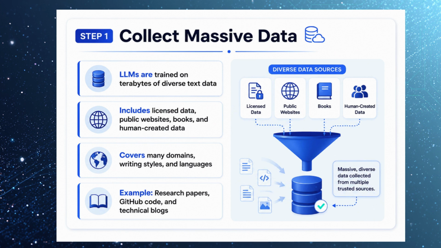To build an LLM, everything begins with data, and I mean a massive amount of it. Imagine feeding the model content from books, websites, software documentation, research papers, and human-created examples. This variety helps the model learn how people express ideas across different tones, subjects, and writing styles. The richer the data, the more flexible and knowledgeable the model becomes.